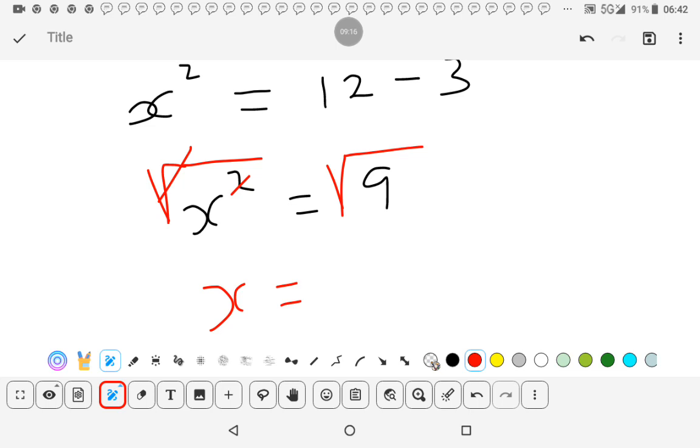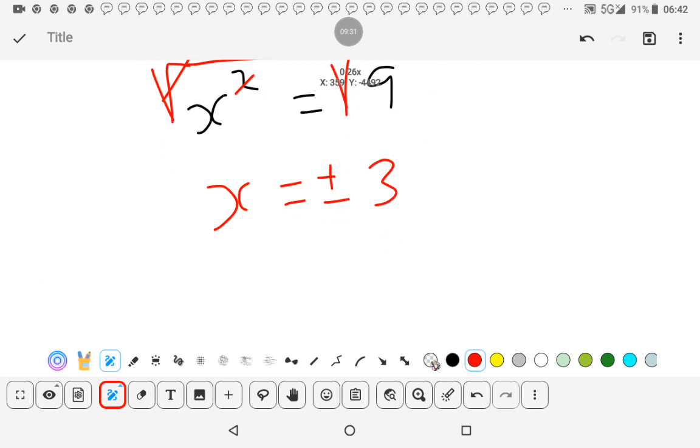The square root of 9 is 3. But whenever you take the square root, you have two solutions, either plus 3 or minus 3. So if you take a square root, you have two solutions, plus or minus. So that is it for this.